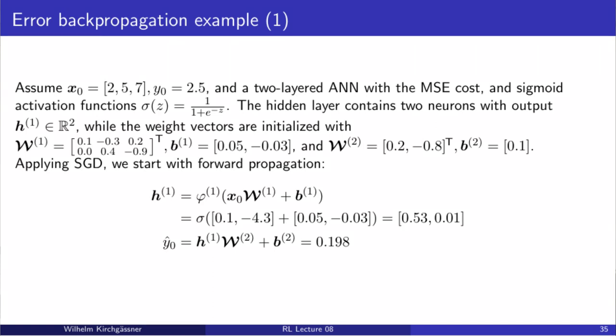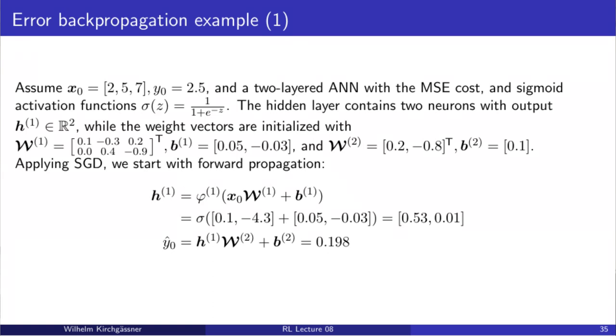So a real quick example now, with very few parameters or very few numbers to make it as simple as possible. So assume we have an observation x naught that has the elements 2, 5, and 7, and our target, our ground truth, is 2.5. And we have a two-layered artificial neural network with a mean squared error cost function and the sigmoid activation function here. The sigmoid activation function is described by this equation.